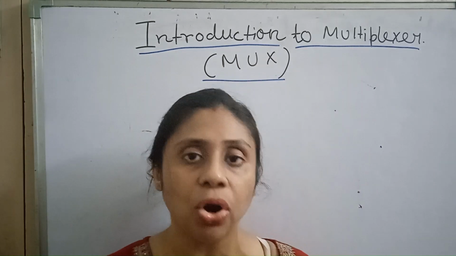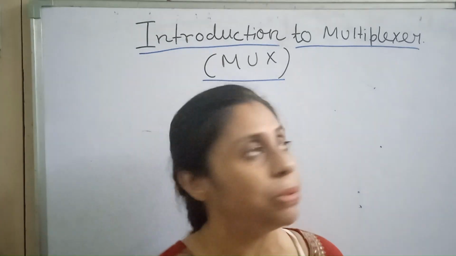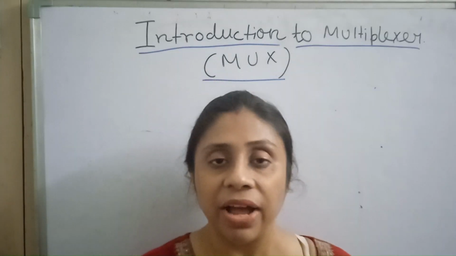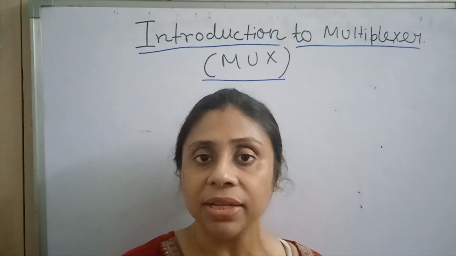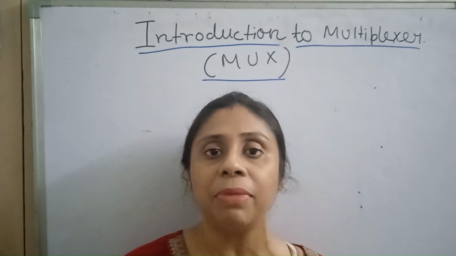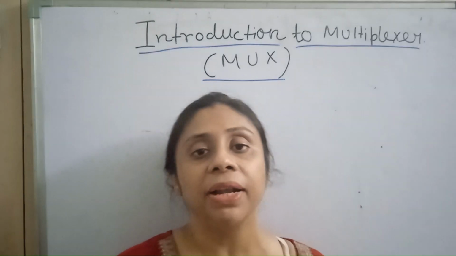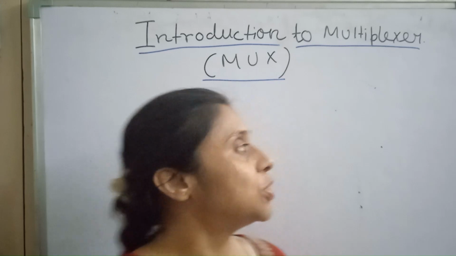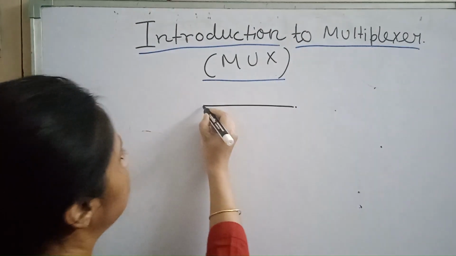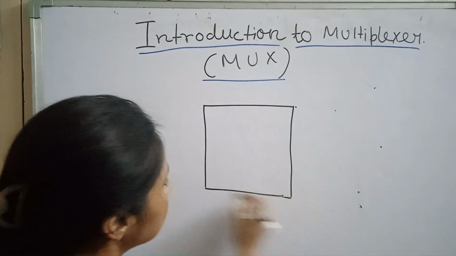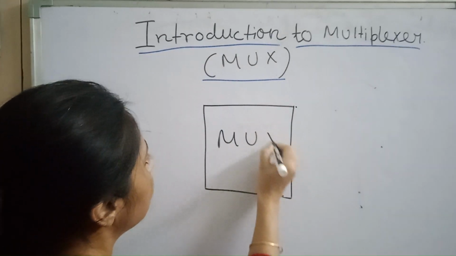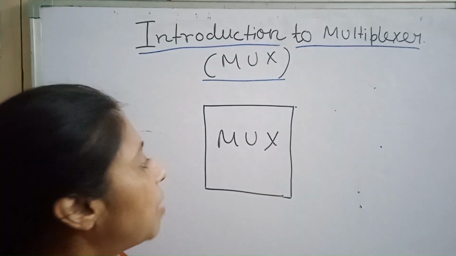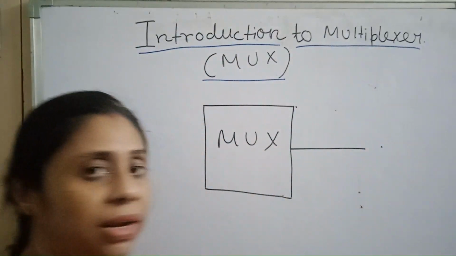Now, in short, we can call a multiplexer MUX. As it is a many to one device, it is clear that the number of inputs to a multiplexer is more than one, but the number of outputs of a multiplexer is always one, right? So if this is a multiplexer or MUX, it must have more than one input, but the number of outputs is always one, right?